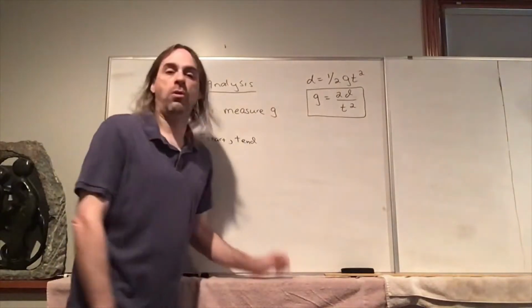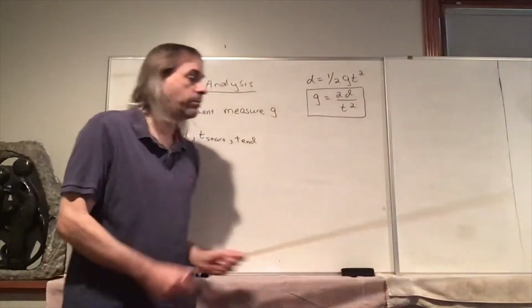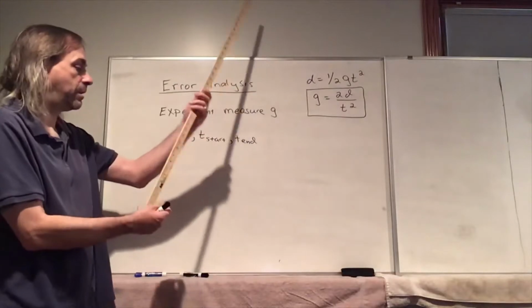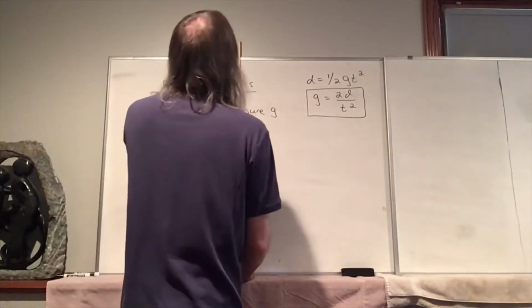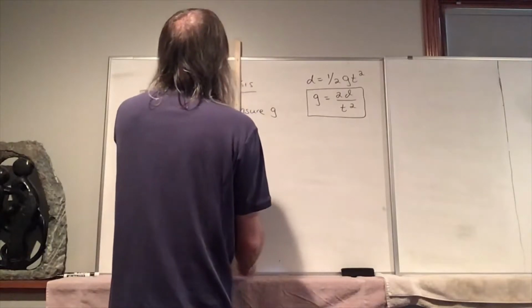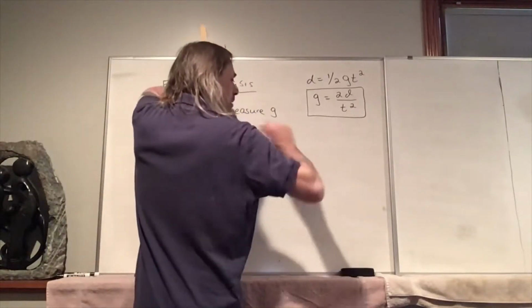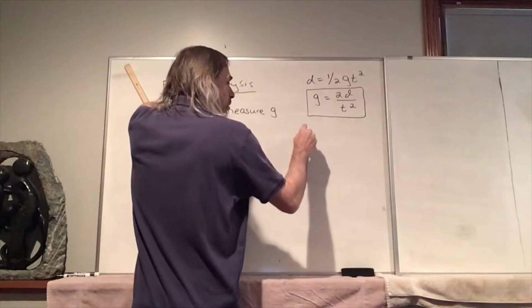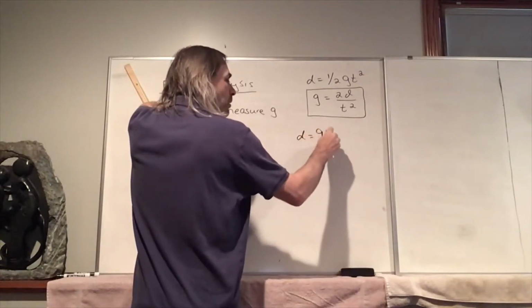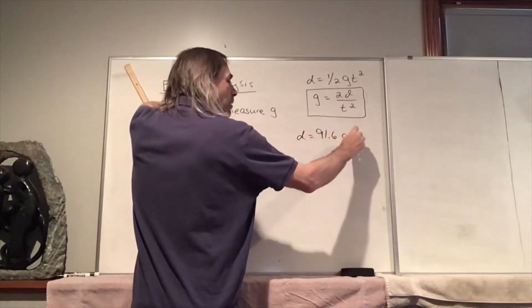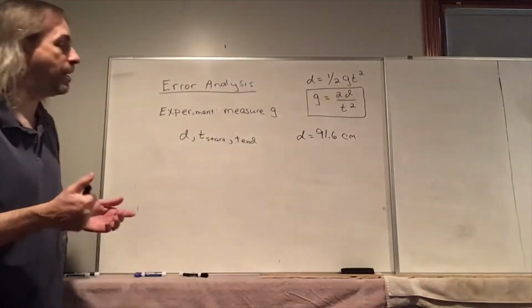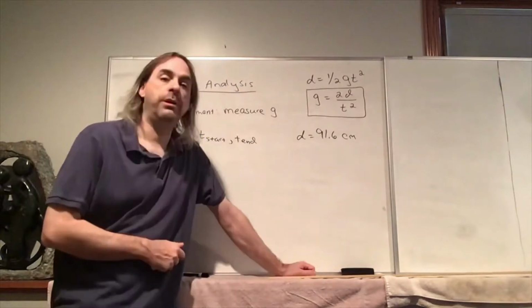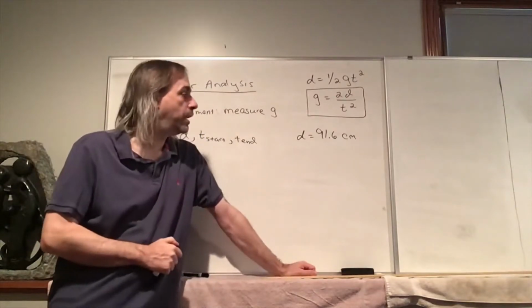Why is D going to be inaccurate? So we're using a meter stick. I'm going to actually do this. I'm going to set the meter stick down here. And what I'm getting is around 91.6 centimeters. So there is definitely an error associated with that measurement, or more accurately, there are several errors associated with this measurement.